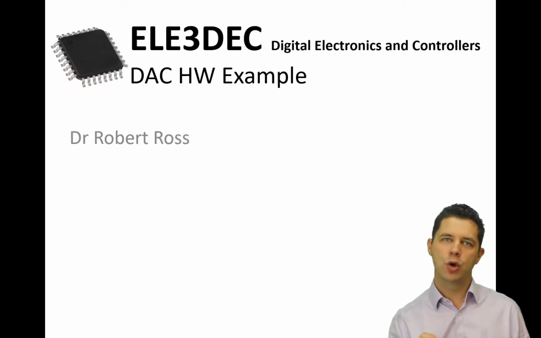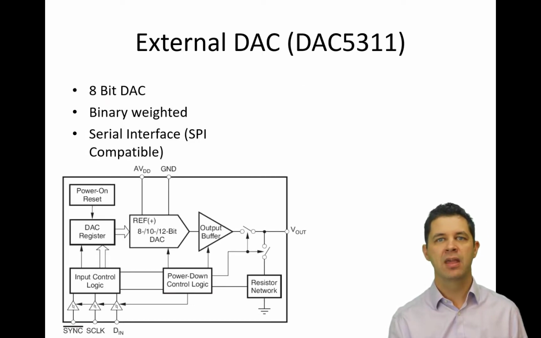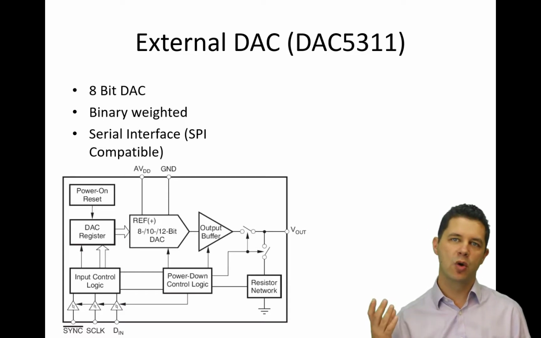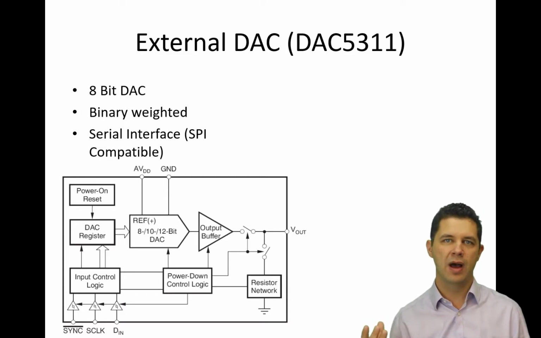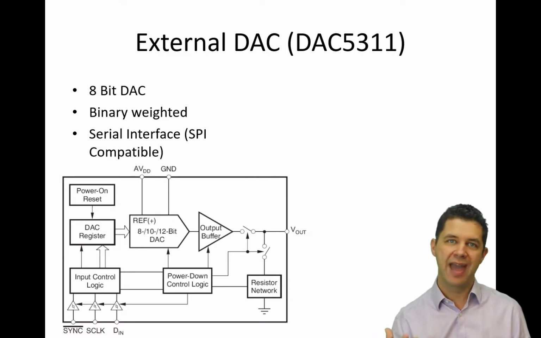Now in this video we'll talk about a digital to analog converter using a hardware implementation, not the pulse width modulation software implementation that we looked at in the previous one. So we can use a device, and there's lots of them about. This one's called the DAC 5311. Now we're going to have a look at what's inside it and a bit of how it works.